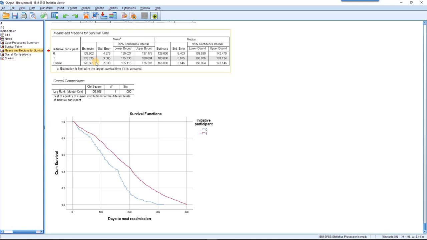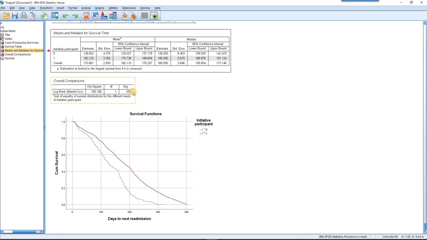But let's look at that table next. The actual test of significance between the two groups here, again called the Mantel-Cox test, is showing us a significance of 0.000, meaning that there is a significant difference between initiative participation between the two groups.